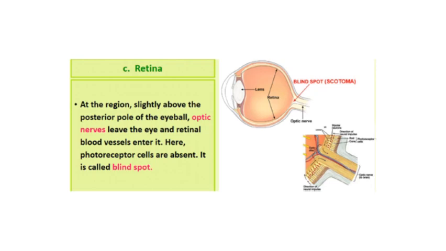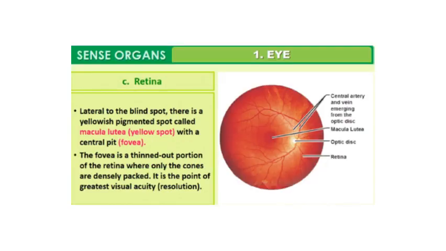At the region slightly above the posterior pole of the eyeball, the optic nerve originates. It leaves the eye and the retinal blood vessels enter it. Here the photoreceptor cells are absent, so this is a blind spot. There are no cones or rods located here, so the person cannot see if the light falls directly in this area.